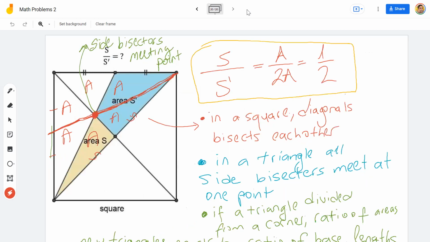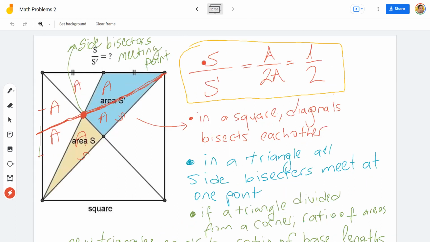Okay, the final question is about geometry. For these kinds of questions, we need to know a few rules. First of all, if this shape is a square, the diagonals bisect each other, meaning they meet each other at their midpoints. So this part is equal to this part. Another bisector is given. If we focus on this triangle, we already see two bisectors, 1 and 2.